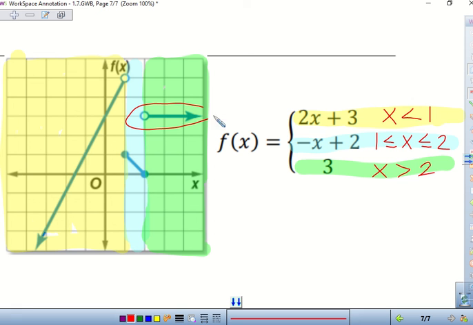Now this is the graph that everybody kind of forgets about. Anytime you have just a regular number with no x, that's always a horizontal line at the y value of whatever that is.